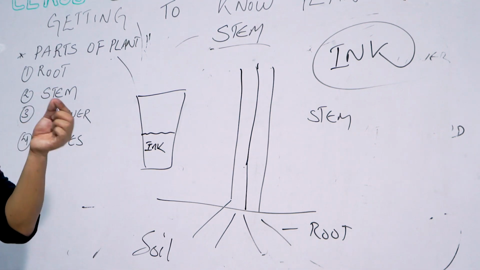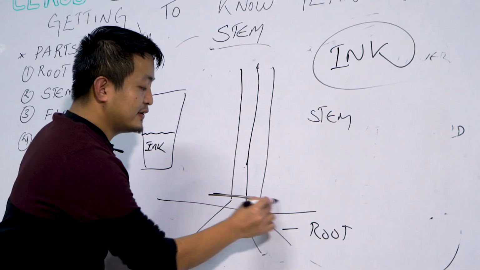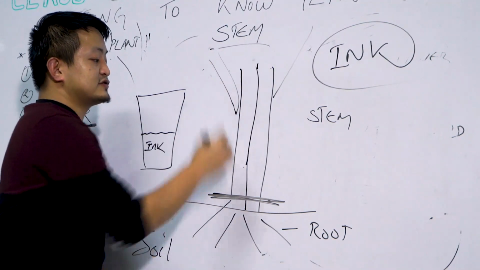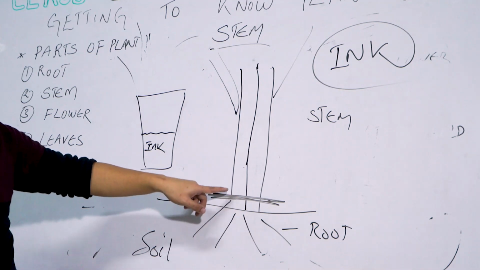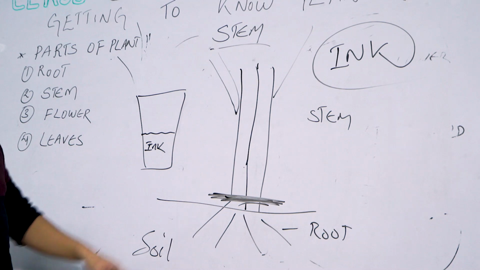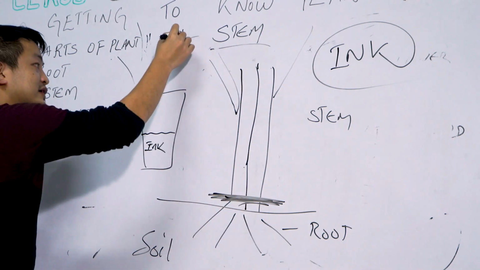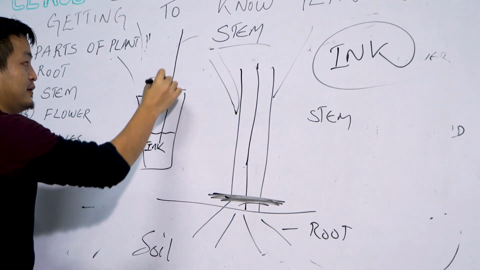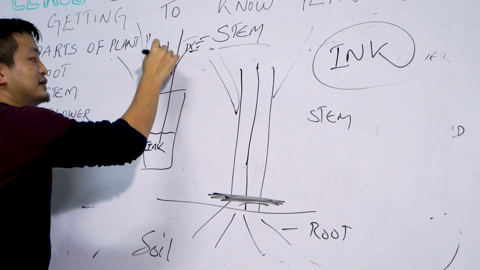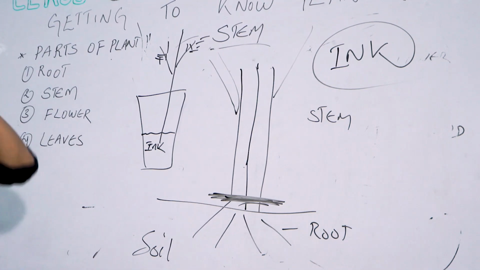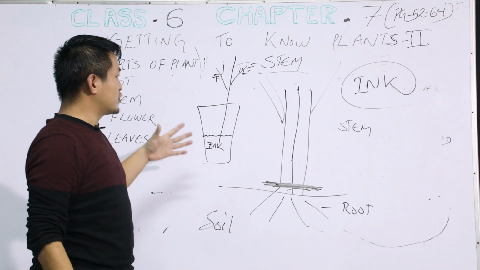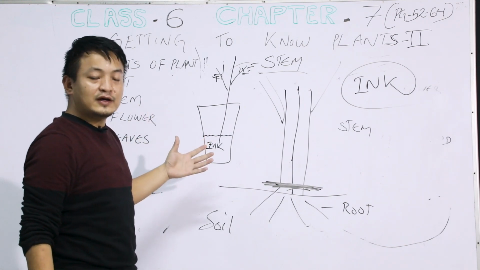Now we'll take any leaves and cut from the base. So let's say this is a leaf, and I have cut it from the base of the stem. After cutting it, I'll put the leaf here. So this is our leaf here. Now we'll keep it for at least one night. We'll just keep it and we'll see.